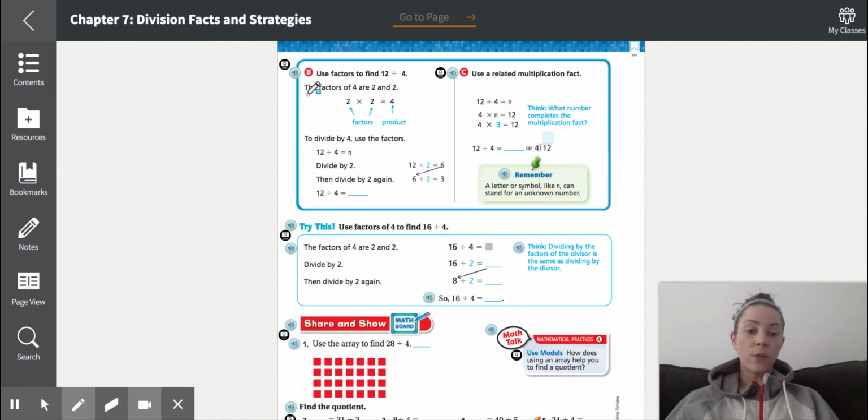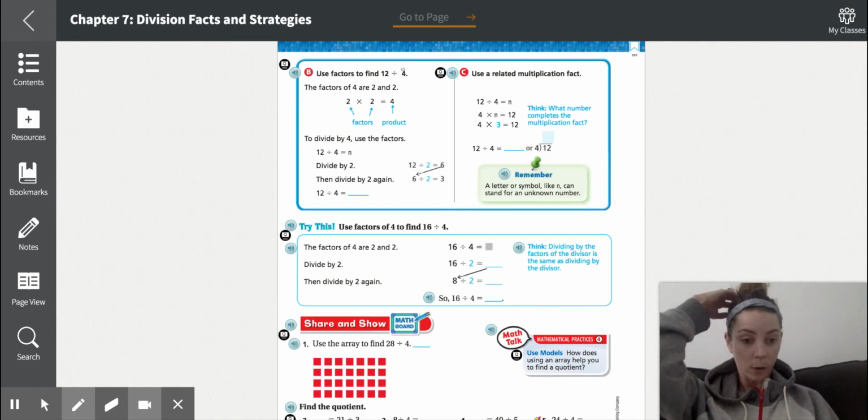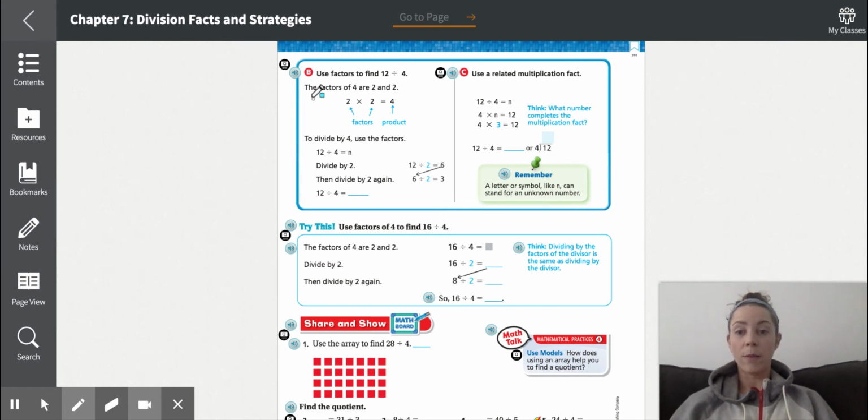All right, so the first strategy right here where it says B, it says use factors to find 12 divided by 4. So now we're going to be dividing by 4. So they want you to think of that 4, okay? Because every time we're going to be dividing by 4 over and over again. So we're going to practice the same strategy when we're dividing by 4. So it says the factors of 4 are 2 and 2.